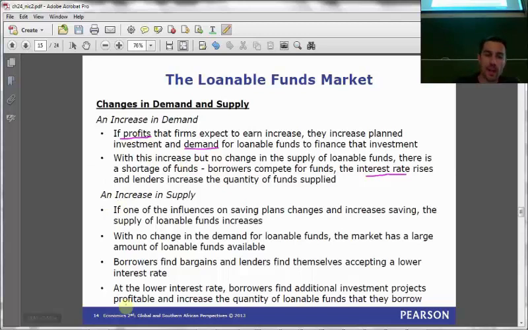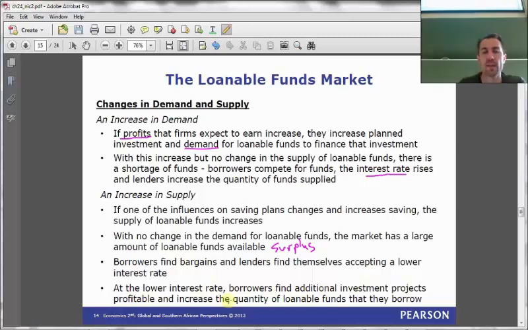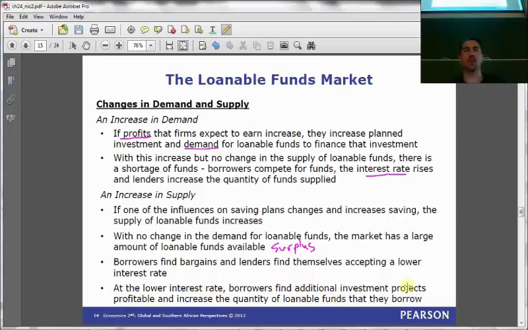So that's exactly what it's describing here. If one of the influences on savings plans changes and increases savings, the supply of loanable funds increases. With no change in the demand for loanable funds, the market has a large amount of loanable funds available, or a surplus. Borrowers find bargains and lenders find themselves accepting a lower interest rate. At the lower interest rate, borrowers find additional investment projects profitable and increase the quantity of loanable funds that they borrow.